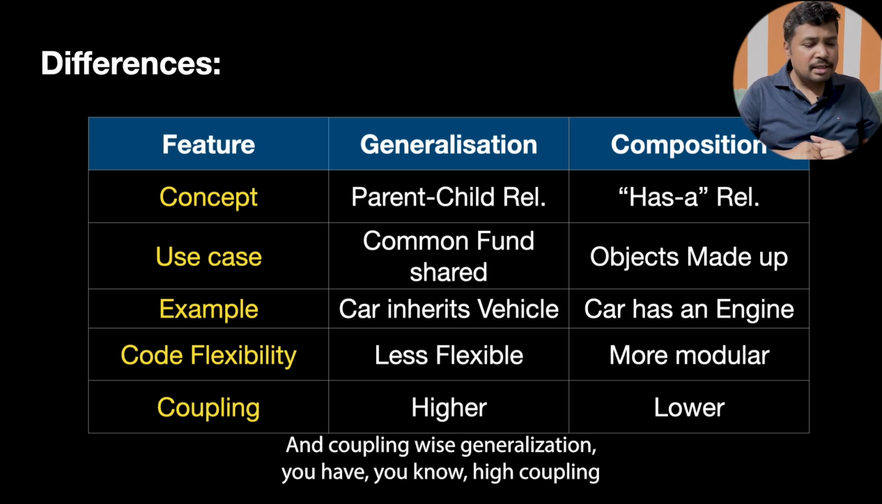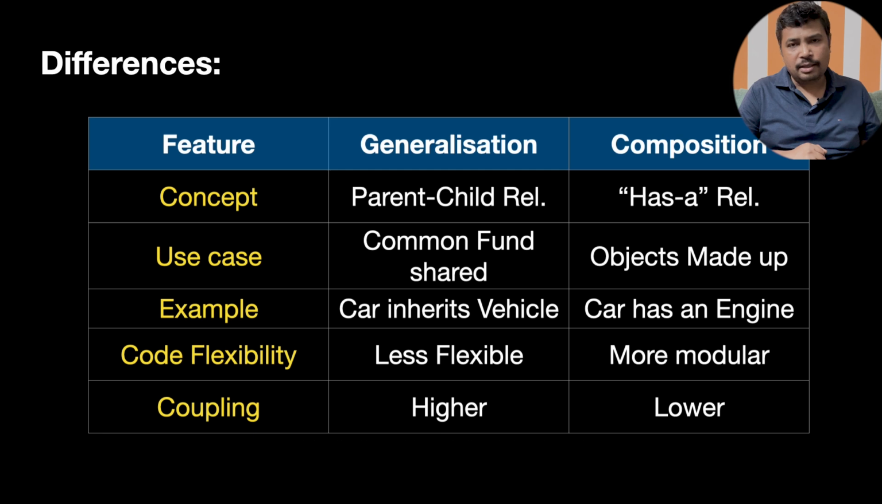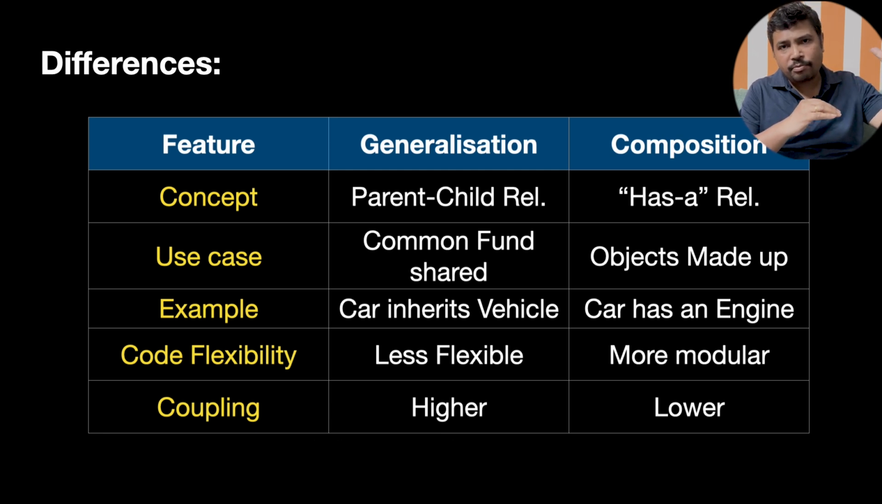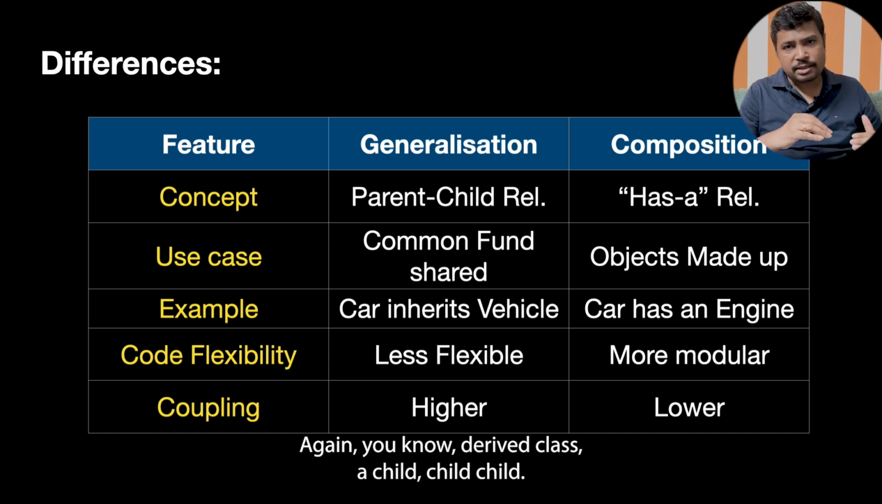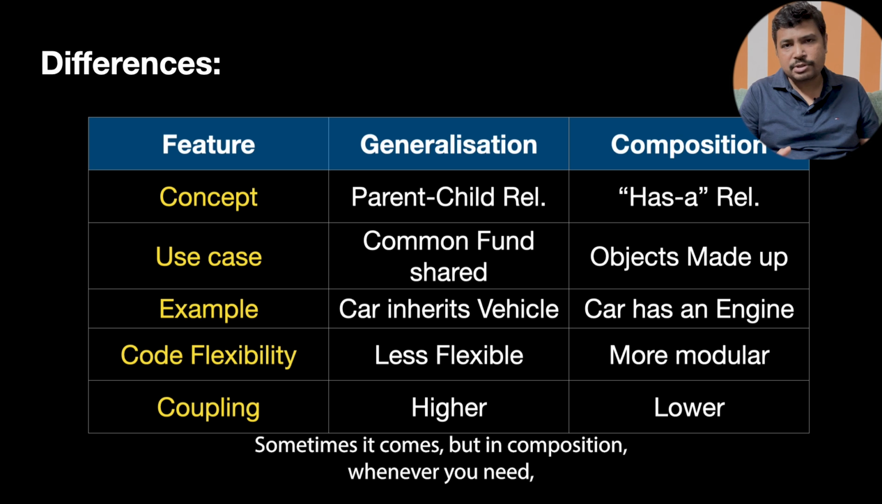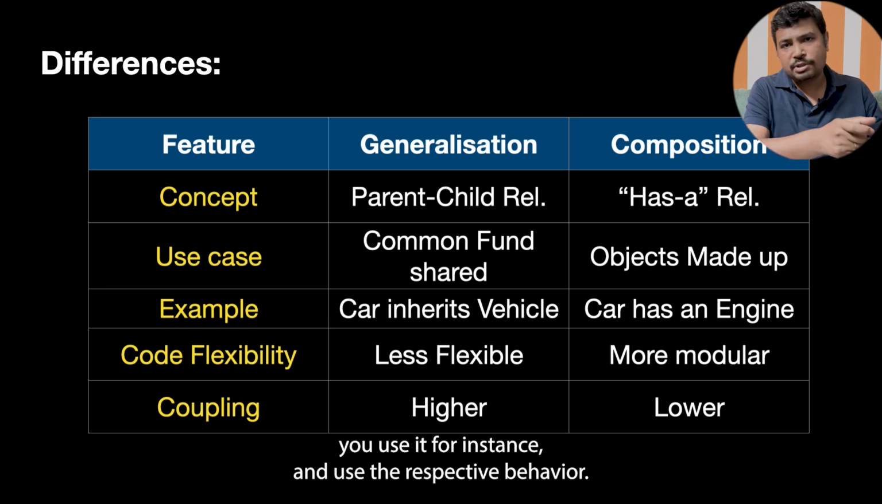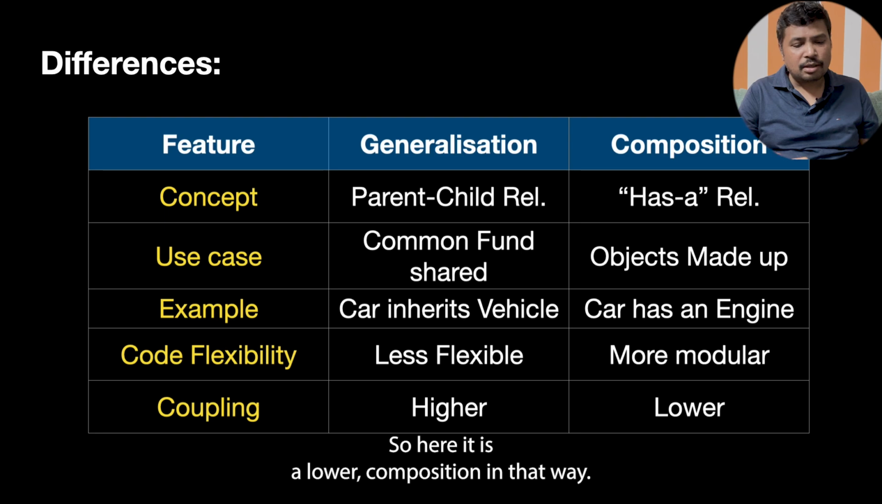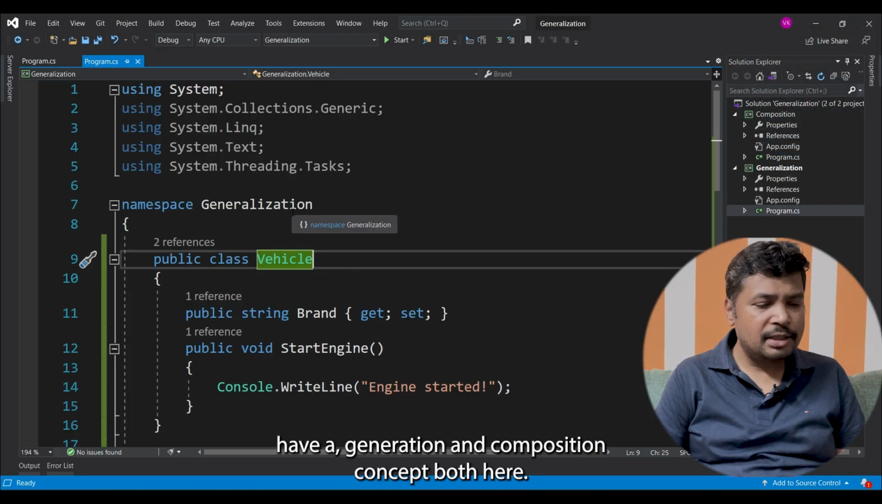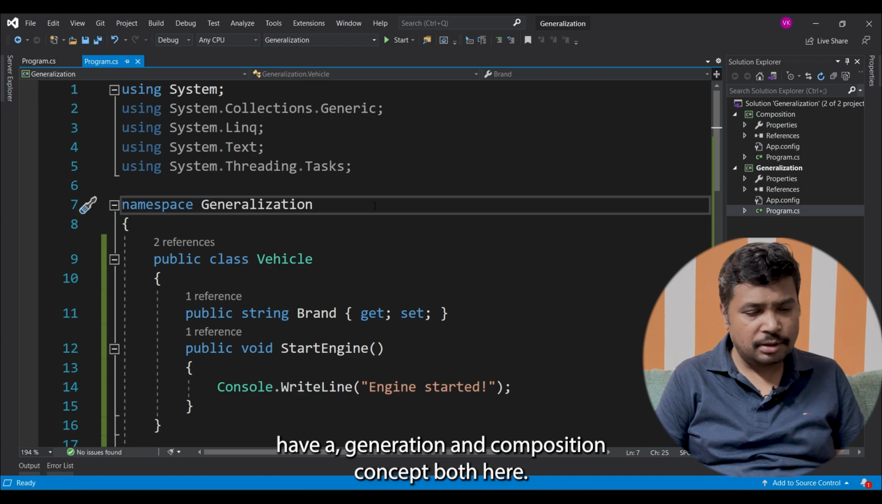And coupling wise, in generalization you have high coupling, like dependency from one part to another, because it is inheriting from parent to child and derived classes. So there's a lot of coupling sometimes. But in composition, whenever you need, you create an instance and use the respective behavior. So here it is lower coupling. Now we have both the generalization and composition concepts here.